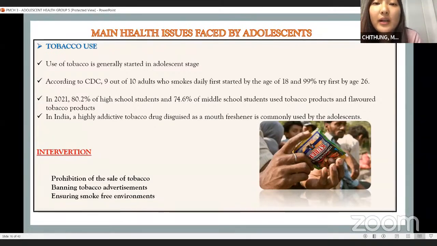In 2021, 80.2% of high school students and 74.6% of middle school students used tobacco products and flavored tobacco products. In India, a highly addictive tobacco drug disguised as a mouth freshener is commonly used by adolescents. Interventions include prohibiting the sale of tobacco, banning tobacco advertisement, and ensuring tobacco-free, smoke-free environments.